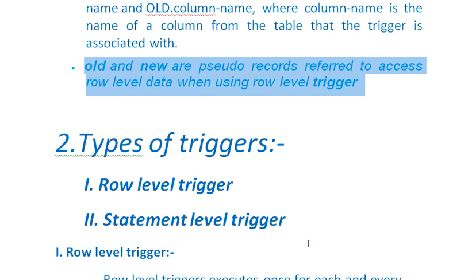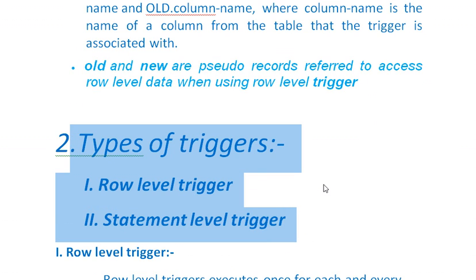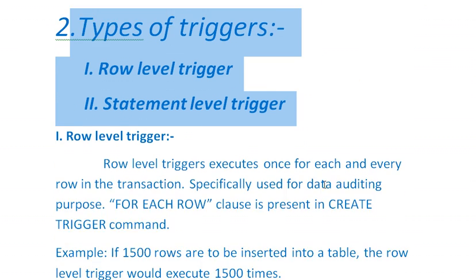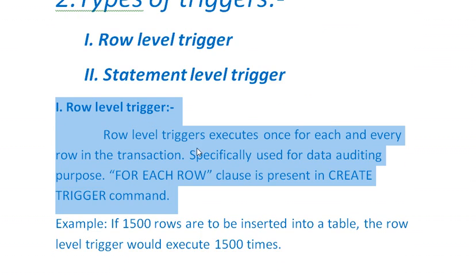Then we will learn about the types of triggers. There are two types of triggers: row level trigger and statement level trigger. Mostly in product based companies and project based companies we use row level triggers instead of statement level triggers. As per requirement we can write row level and statement level triggers, but mostly we use row level triggers. So we will learn the basic concept of the row level trigger.